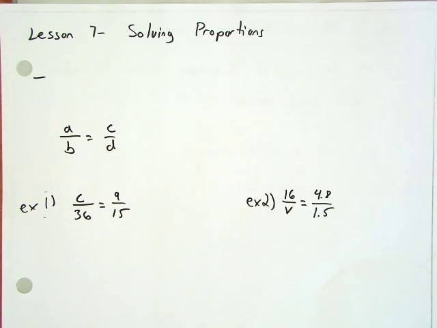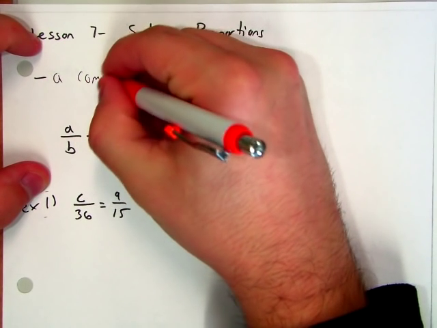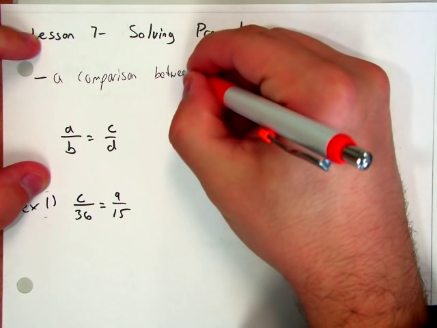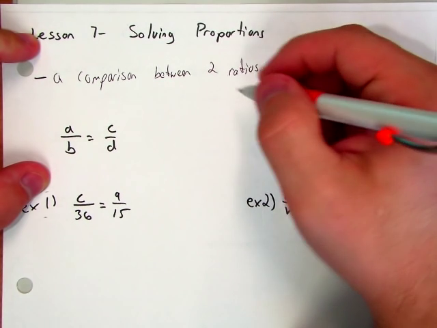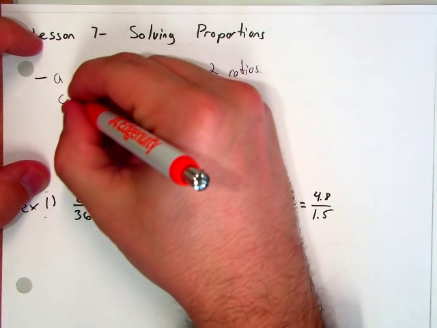All right, we're going to talk about lesson 7 today. This is all about solving proportions. So first of all, we need to know what a proportion is. A proportion is a comparison between two ratios. And we use cross products to solve.